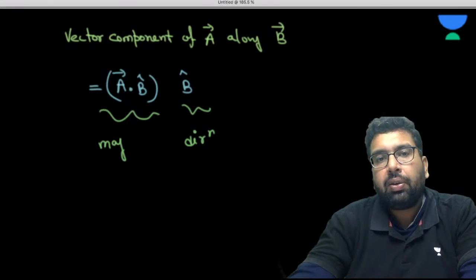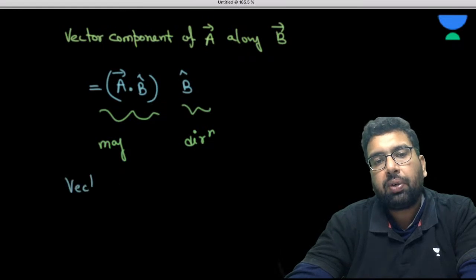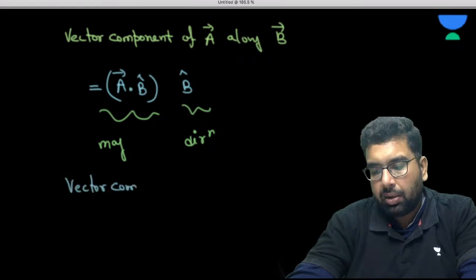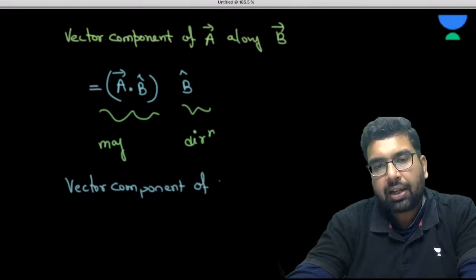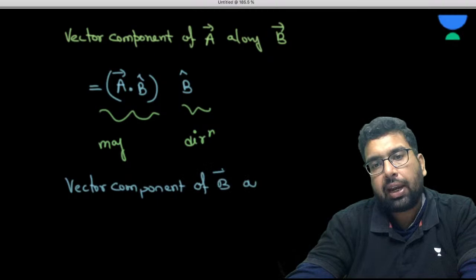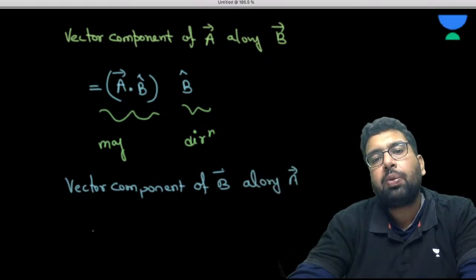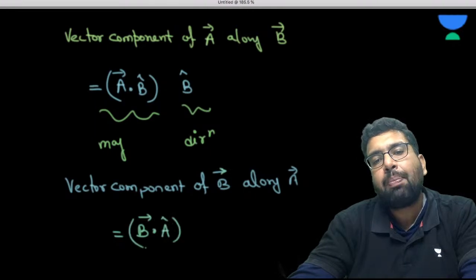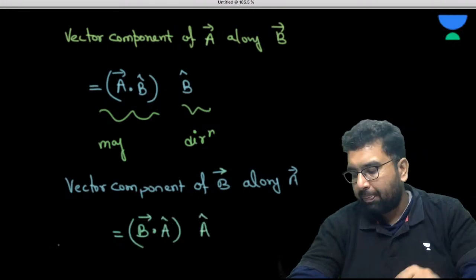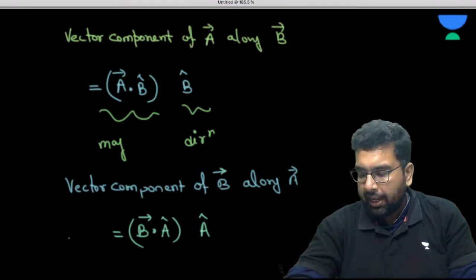Okay, now similarly, if I ask you what is the vector component of B vector along A vector? Along A vector. So again, it will have both magnitude and direction. So what is going to be the magnitude? Magnitude is going to be B vector dot product with A cap, and direction is going to be A cap.